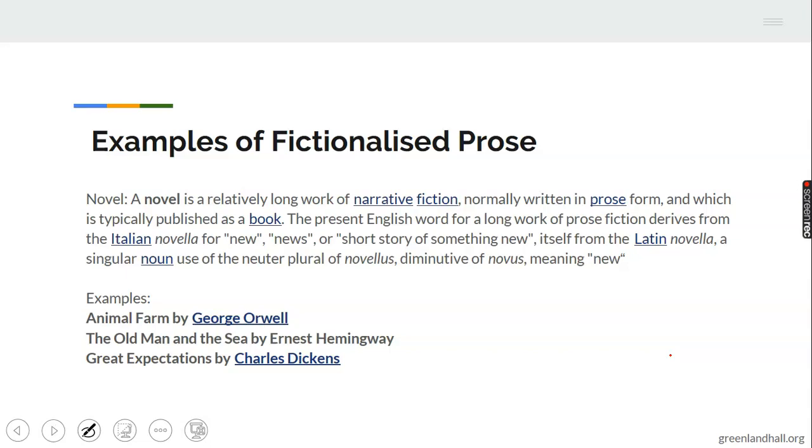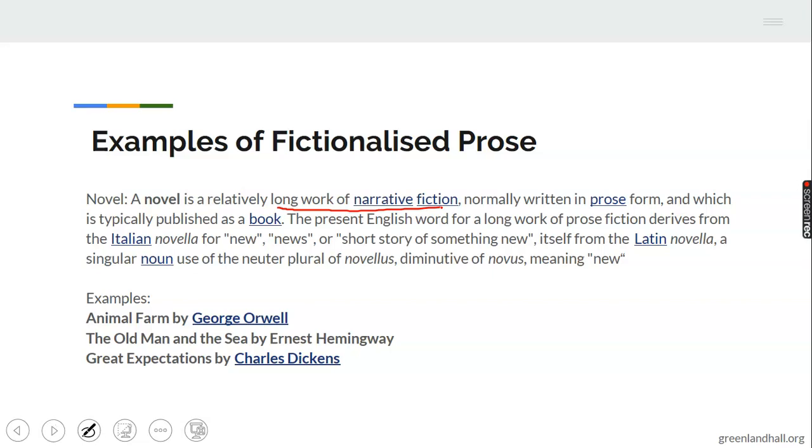And the first type under fiction, which is not a true story, is a novel. And the novel is a long work of narrative fiction, mainly written in prose form, we know that is prose. The word is derived from novella, which means new. New means something creative and imaginative.